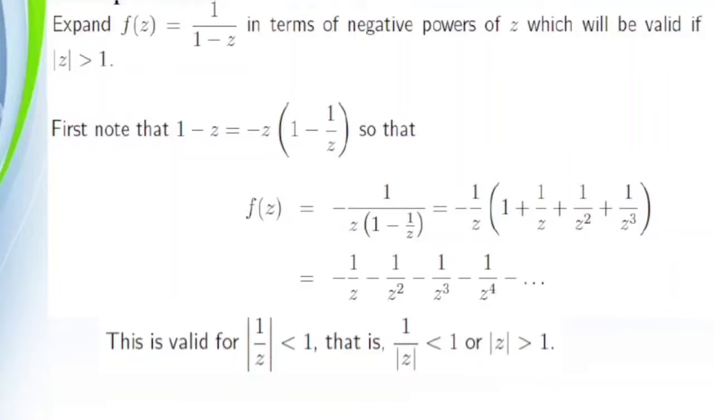So f of z can be written as minus 1 by z into 1 minus 1 by z, all raised to minus 1. Again the expansion of 1 minus 1 by z raised to minus 1 is 1 plus 1 by z plus 1 by z square plus etc. So this is valid for mod 1 by z less than 1, and that is mod z greater than 1.